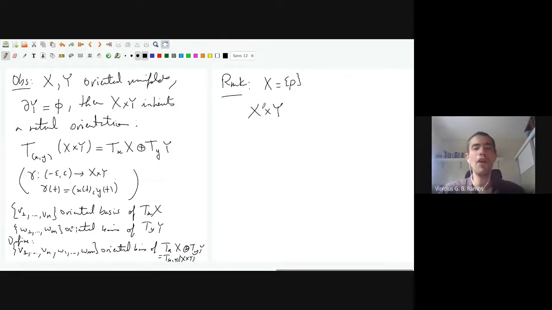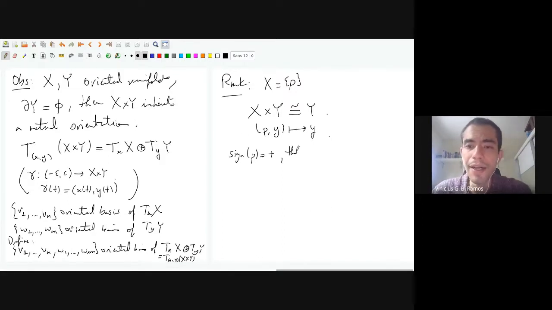If you have just a point times a manifold, that's clearly diffeomorphic to the manifold Y. Right? The diffeomorphism is obvious. It just takes (P, y) into y. And basically, if you choose an orientation on the point P, so if you say the sign of P is plus, then this mapping will take P times Y to Y. This preserves the orientation, so that it's the same orientation here and here.